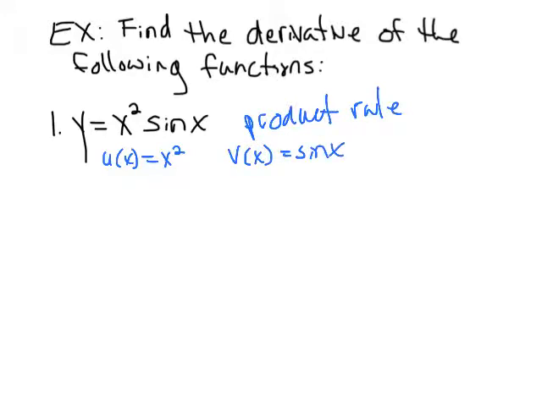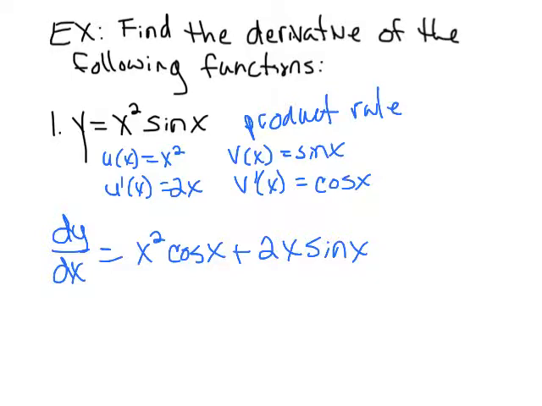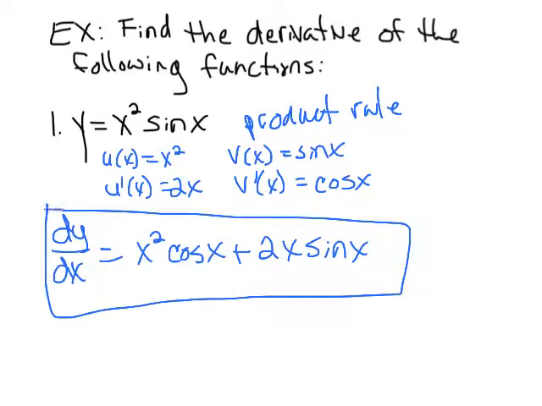Taking their first derivatives, I have u prime is going to be 2x, and now I know that v prime, the derivative of sine, is cosine. So my first derivative, dy dx, that's Leibniz notation, it's going to be x squared times the cosine of x plus 2x times the sine of x. And there's really no other simplifying that you can do. You could factor out an x, but it's not necessary. There's your final answer for that one.